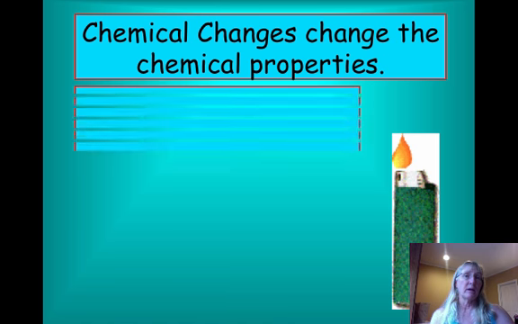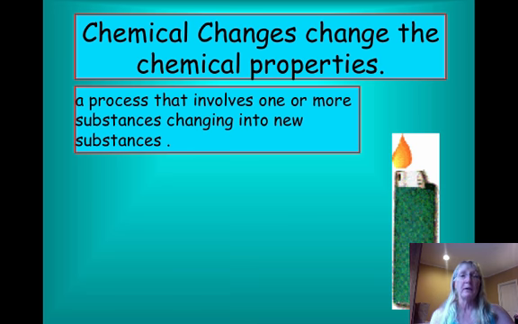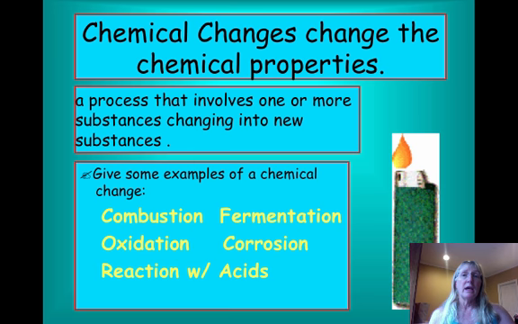Chemical changes, however, definitely change the chemical properties of a substance. And as the name implies, it involves changing your original substance into something completely new. Here are some examples of some chemical changes. Combustion we've talked about, clearly something that's on fire. Fermentation is when a microorganism such as yeast consumes sugars to produce, among other things, alcohol or possibly carbon dioxide. Oxidation is a reaction in which one atom is losing electrons to another.